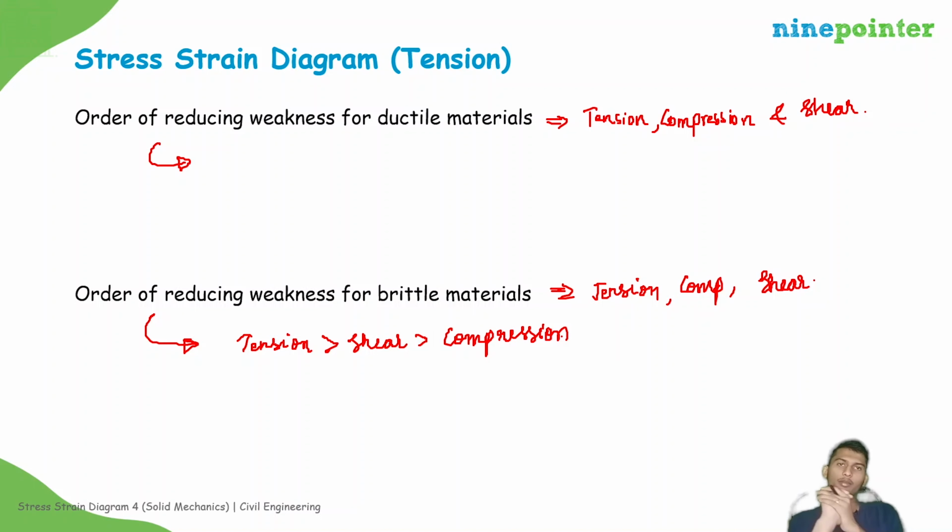And in case of ductile materials, we already discussed necking. The necking will happen on a 45-degree plane. What happens on a 45-degree plane? Maximum shear stress happens. So this means that the ductile material will fail in shear. So it is weak in shear. The reducing weakness will be shear greater than, next what? Tension. Next compression.